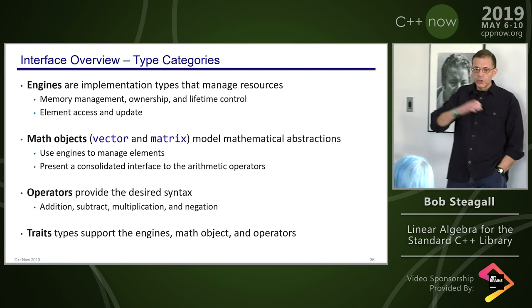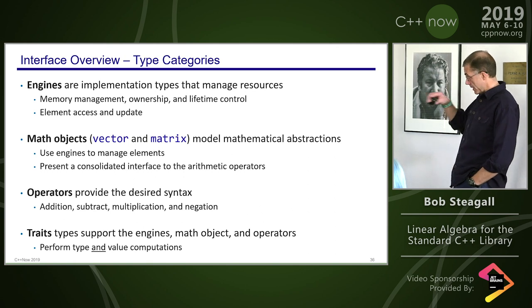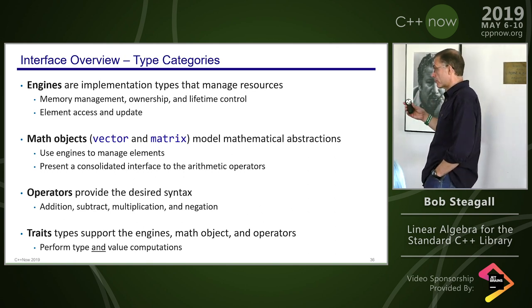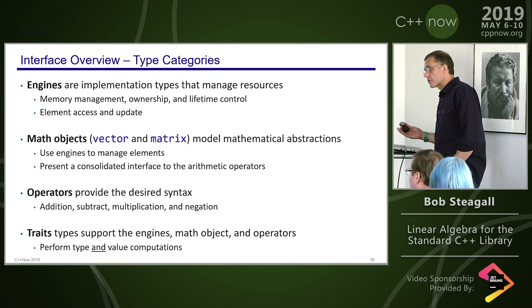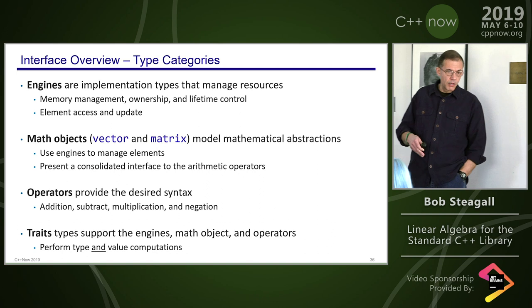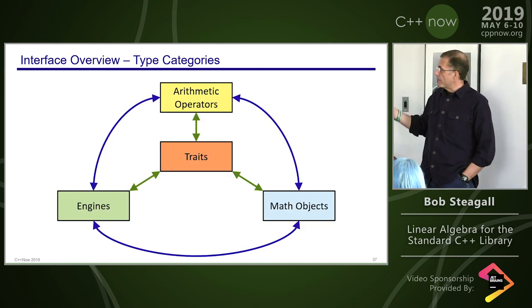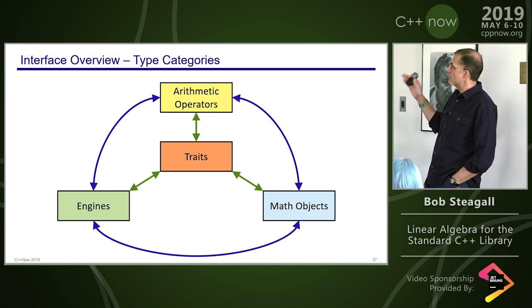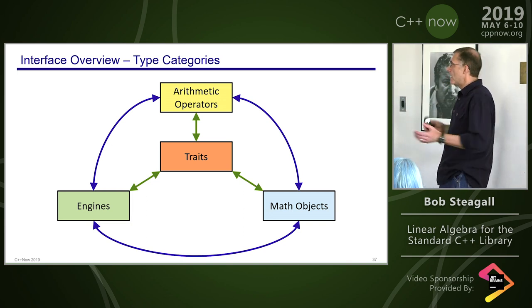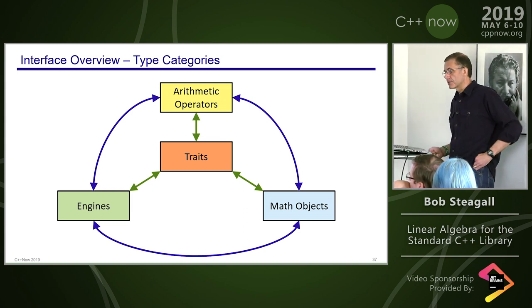Traits types support all of this stuff. And by the way, the traits types are used to perform type computations at compile time, and the arithmetic traits perform runtime computations of matrix arithmetic. So the picture I have in my mind is this. On the outside, you've got the main user visible pieces, which are the engines, the math objects, and the arithmetic operators. And in the middle, acting as glue, making it all work, are the traits types.